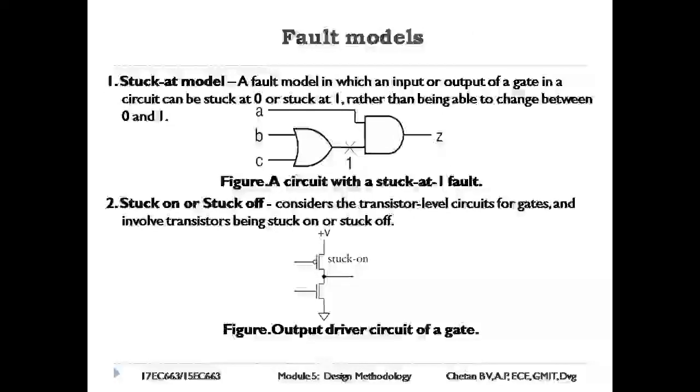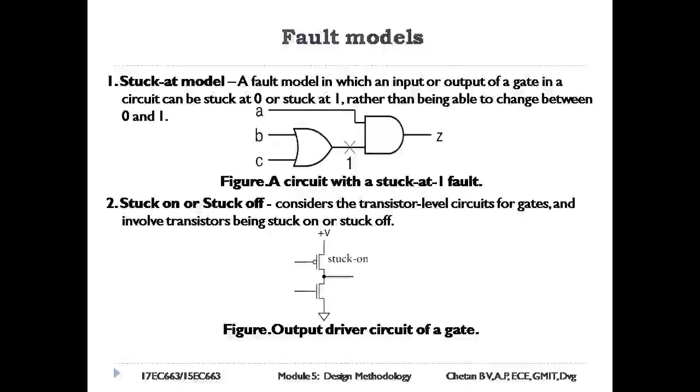Fault models. The first fault model is the stuck-at model. The stuck-at model is a model in which an input or output of a gate in a circuit can be stuck at 0 or stuck at 1, rather than being able to change between 0 and 1. Such a fault might be caused by a short circuit to the ground or power supply. The figure shows a stuck-at model in which an input to the AND gate is stuck at 1.